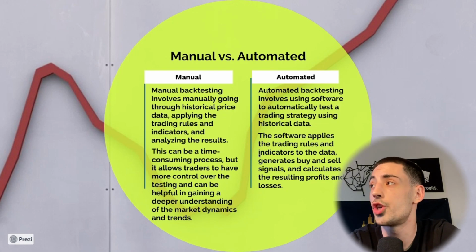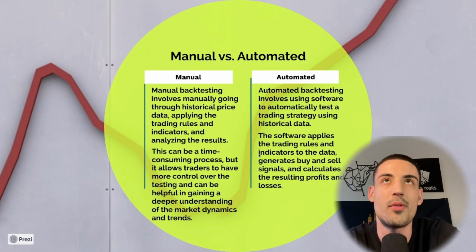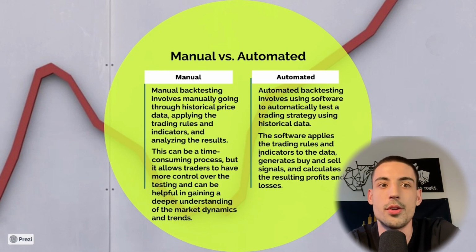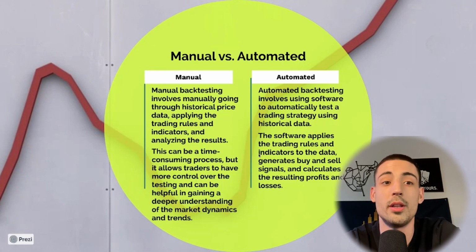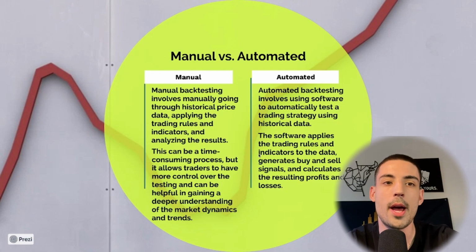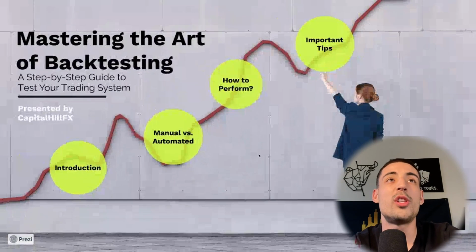You could spend a fortune. There are some software packages out there that cost hundreds of thousands of dollars to backtest your trading system, when you could do it for literally like $10 a month on TradingView. It just makes no sense to use an automated software unless you're looking for that get rich quick. And if you're looking for get rich quick, Forex is not it. We all know that. So we're going to go on to the next slide, which is how to perform it.